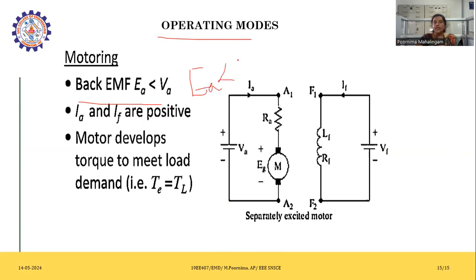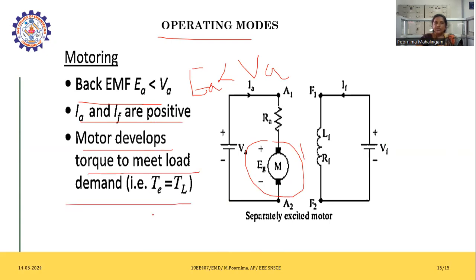is less than VA. The back EMF produced is less than VA, and IA and IF are positive. The motor develops the torque to meet the demand, that is, the developed torque is equal to TL. So we can see this in the separately excited motor.